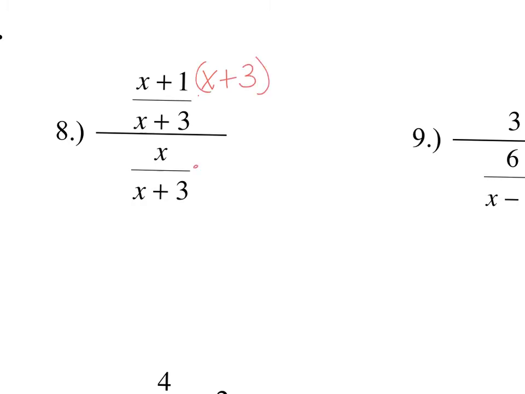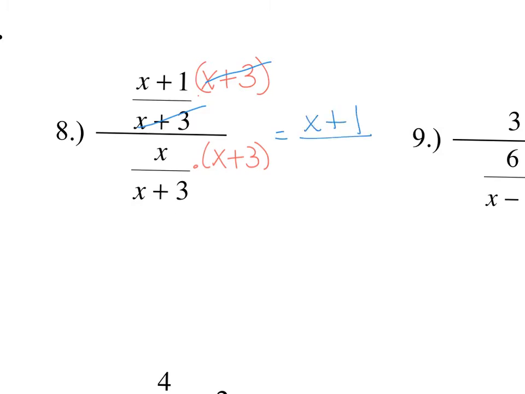And I'll multiply this bottom fraction by x plus 3. So that cancels out the x plus 3. Remember, if you have x plus 3 divided by x plus 3, that just equals 1. So that just leaves me this x plus 1 in the numerator.